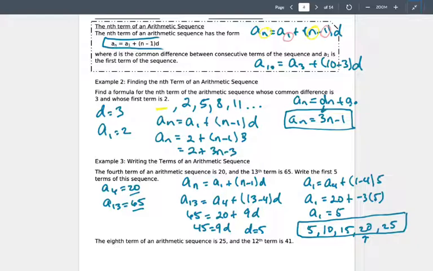If I were to write the actual, we call it the explicit formula when we're writing the formula for this. So anytime you have something that looks like this, that's called an explicit formula.